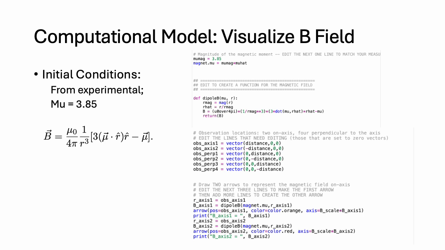To help visualize the magnetic field at given points, we first use the magnetic dipole moment mu from our experiment to plug into our code. That's going to use the dipole off-axis equation to calculate and place arrows around the magnet. So this equation was plugged into our dipole B function, and then we use that to help draw the arrows around the magnet.